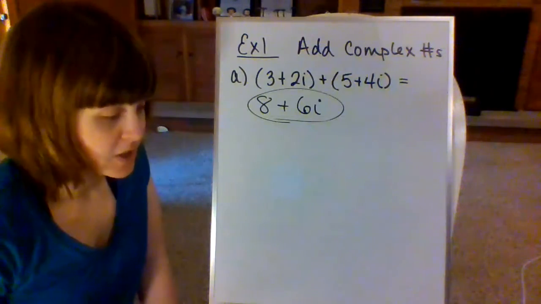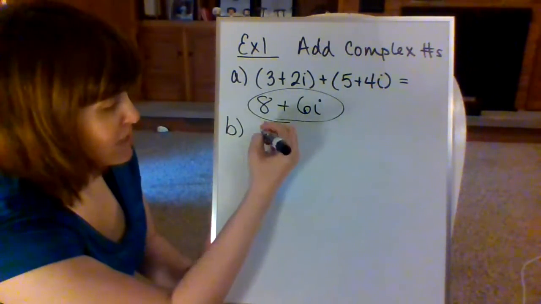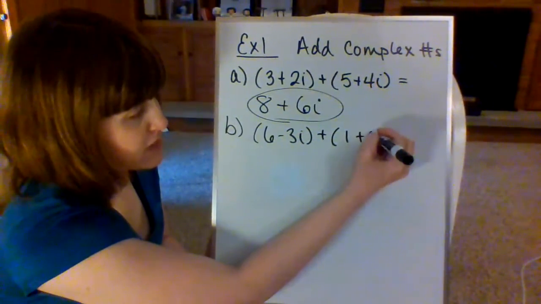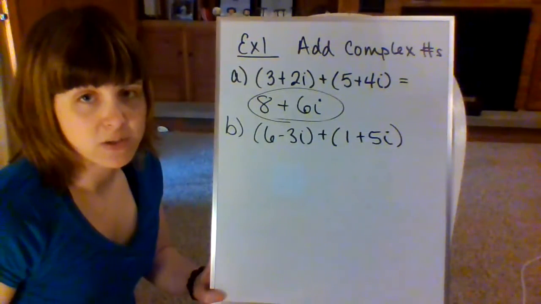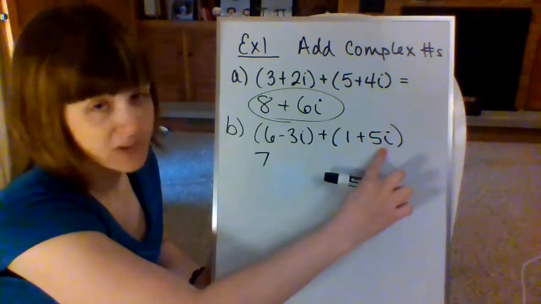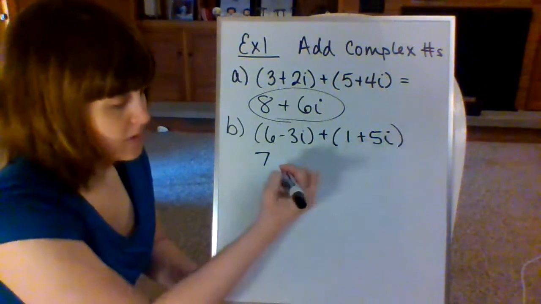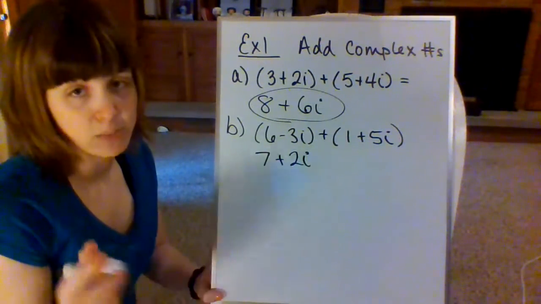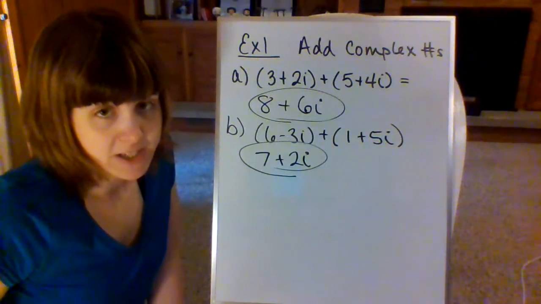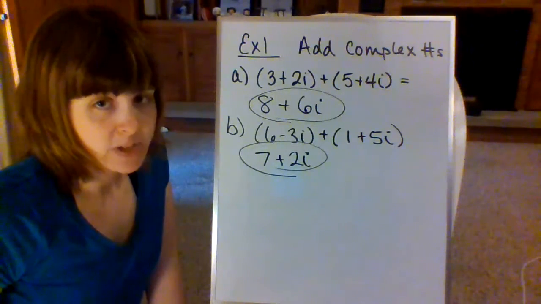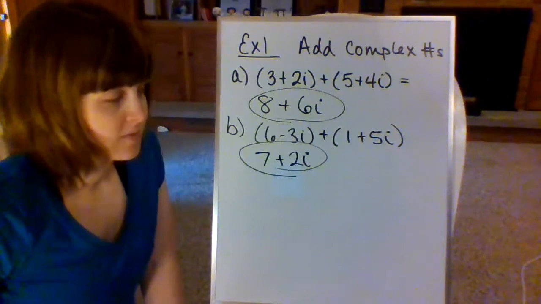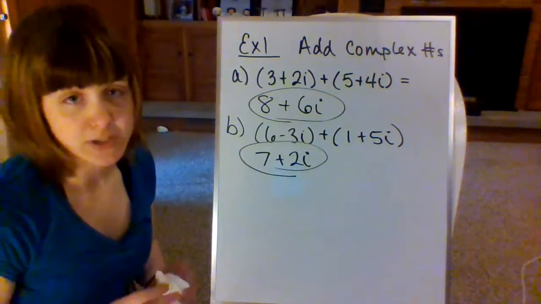Okay, so we're going to try part B now. Part B says 6 minus 3i plus 1 plus 5i. So 6 plus 1 is 7, and negative 3i plus 5i would be 2i. And it's positive, so plus 2i. I hope that's making sense so far. We're combining like terms, so 6 plus 1 was 7, negative 3i plus 5i was 2i. Okay, so I'm going to erase those and we're going to do the next two parts.